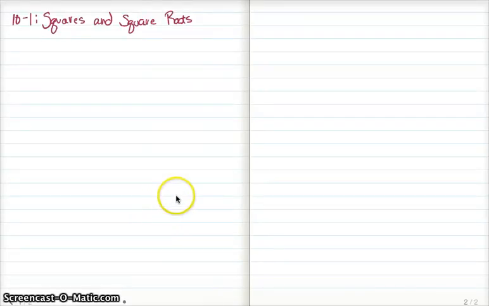Today we're going to talk about squares and square roots, and we're also going to talk about how to use your graphing calculator to calculate these. Let me remind you about squares just in general.